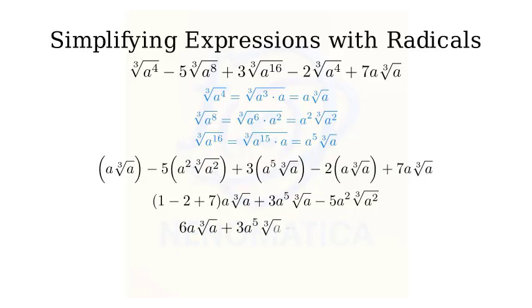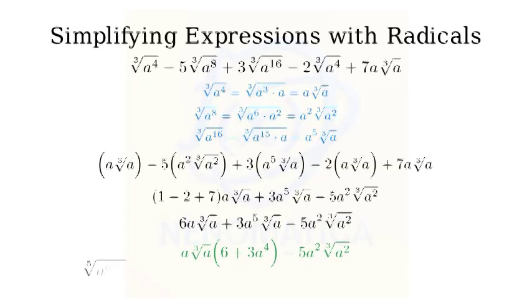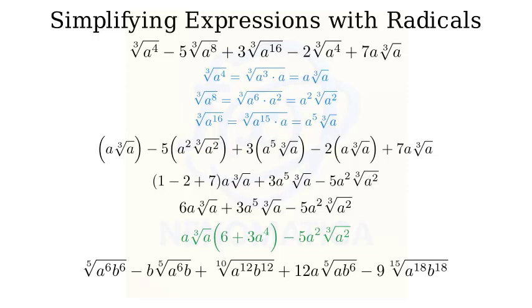Example B. Simplify the expression. The fifth root of a to the sixth b to the sixth minus b times the fifth root of a to the sixth b plus the 10th root of a to the 12th b to the 12th plus 12 times the fifth root of a b to the sixth minus 9 times the 15th root of a to the 18th b to the 18th.